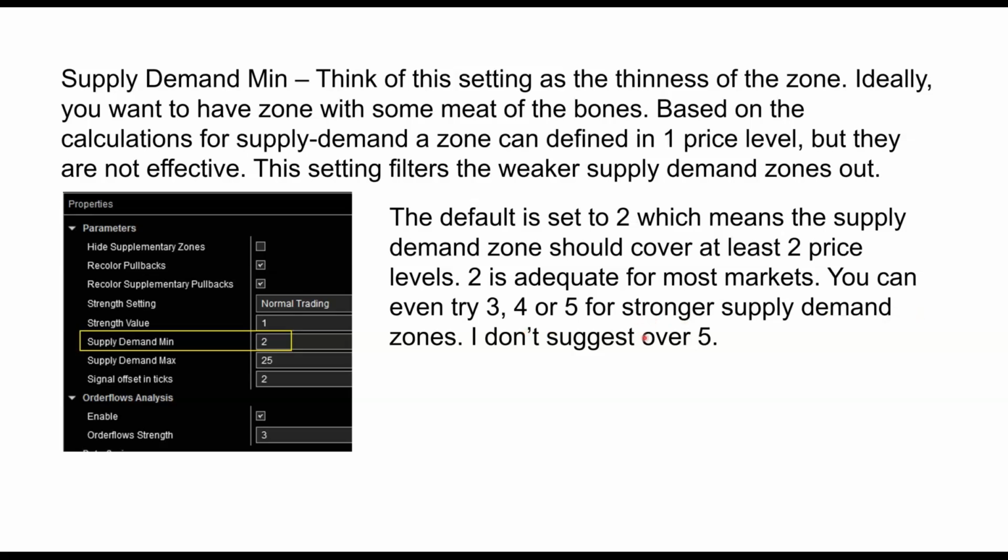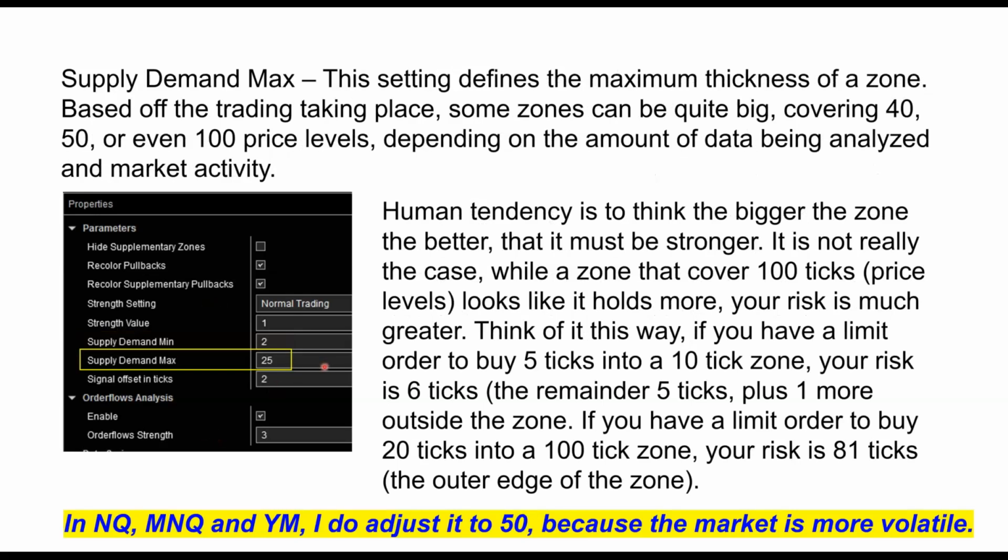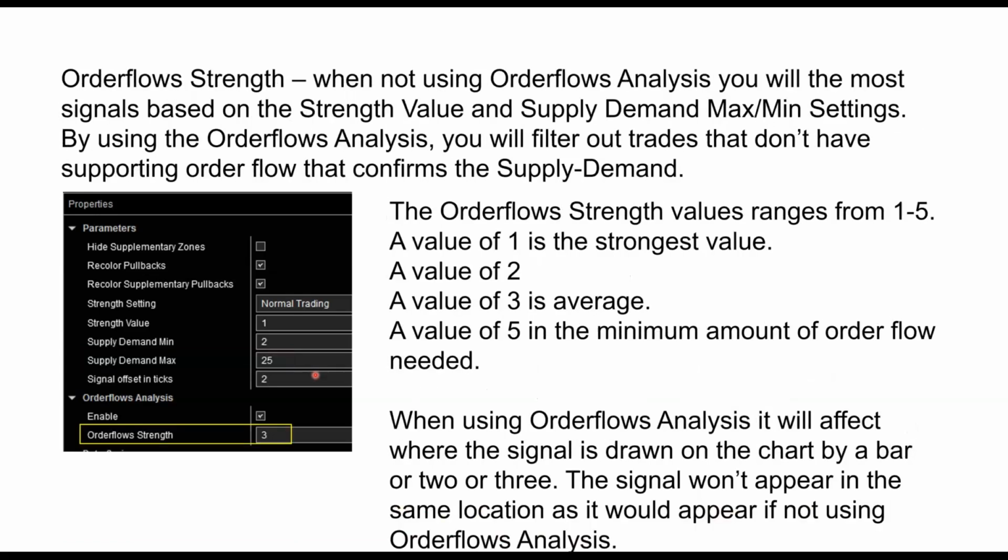I wouldn't set it over 5 unless you're trading something like MNQ. Most markets, keep it at around 2. Now the max, 25 is fine for most markets, but NQ, MNQ, even to a certain extent YM, you could adjust it to 50 just because the market's going to be a bit more volatile. And order flow strength, right?